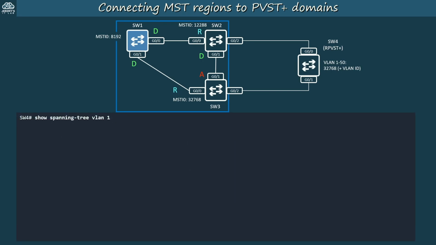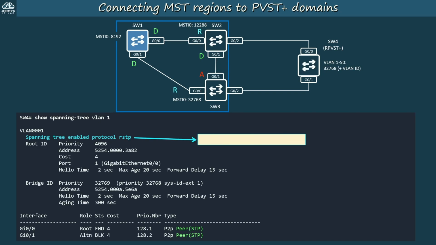Now let's take a look at the output of show spanning-tree vlan 1 on switch 4. It's running VLANs 1 to 50, but the output will be the same for all instances. First, notice that switch 4 is running Rapid PVST+. The PVST simulation mechanism works identically, whether the non-MSTP switch is running PVST+ or Rapid PVST+. So throughout this video, I will just refer to it as PVST+.